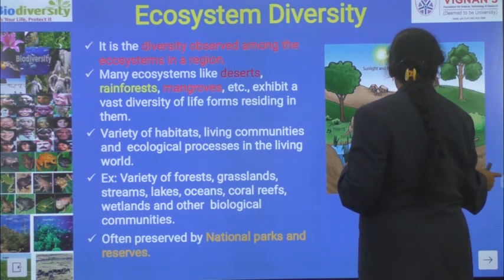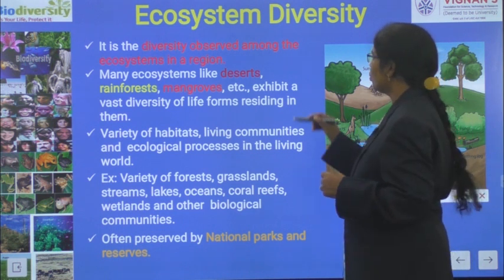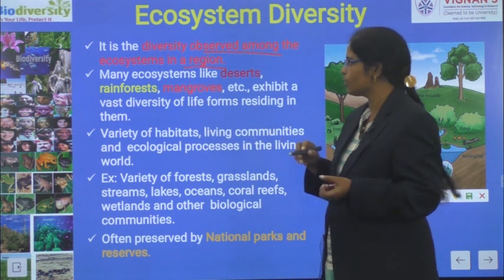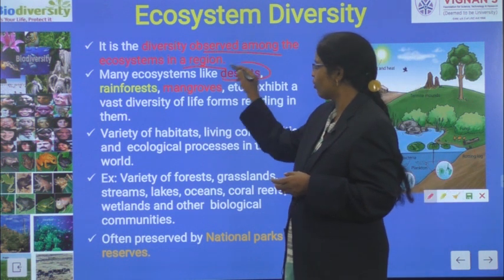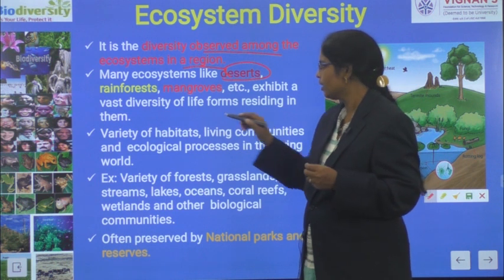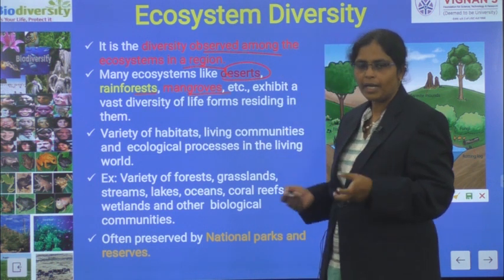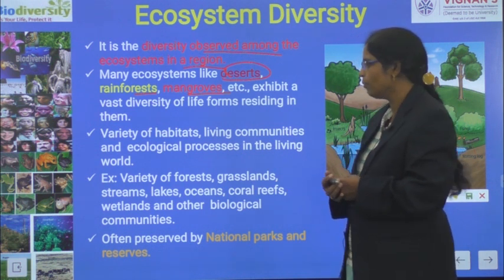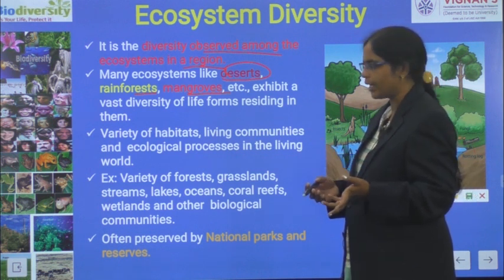And ecosystem diversity. Ecosystem diversity is nothing but entire region. So the diversity we can observe in a particular region is called ecosystem diversity. So these are a few examples: desert ecosystem, that is one type of region where different species exist. Then rainforest ecosystem, mangroves ecosystem, and then marine ecosystem, aquatic ecosystem, terrestrial ecosystem, grassland ecosystem.